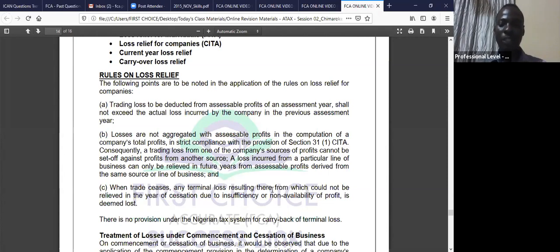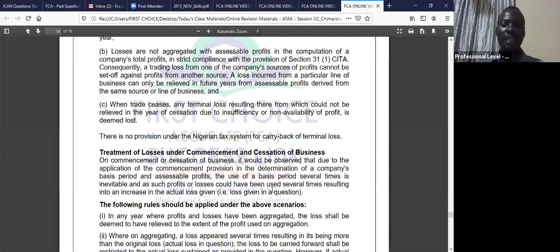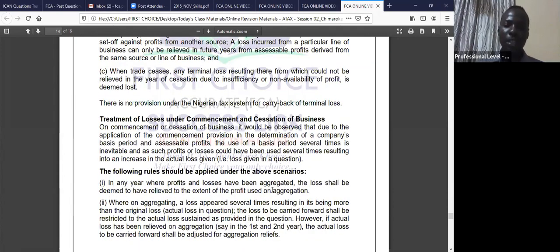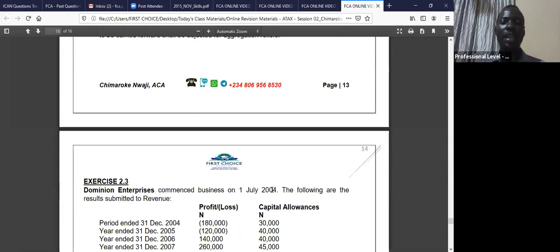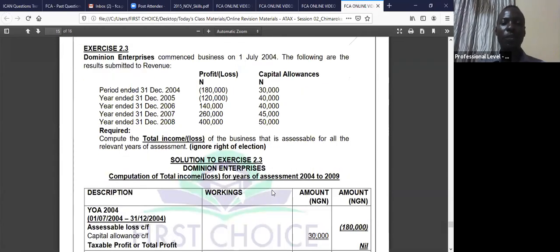And secondly, about loss is that when you are in cessation year, you don't carry your loss backward the way you did in capital allowance. Once you hit the cessation year and you have a loss, that loss is lost. That's why it is called lost. Another thing about loss is that your loss that you are relieving from your assessable profit can never be more than the actual loss. This is what I mean. Go to exercise 2.3 and let's see an example so that we understand what I mean.